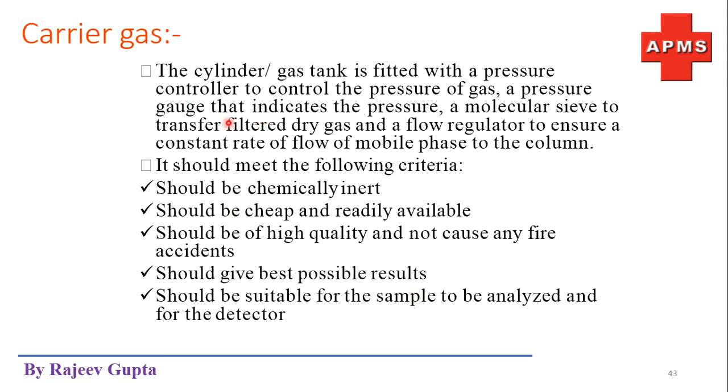Now, here are somewhat more details about the carrier gas. The cylinder gas tank, which I showed earlier, is fitted with a pressure controller to control the pressure of the gas, which controls the flow of gas. A pressure gauge indicates the pressure. Molecular sieves transfer filtered dry gas, and a flow regulator ensures a constant flow rate of mobile phase to the column. So these flow regulators control the pressure or flow of the carrier gas inside the column.